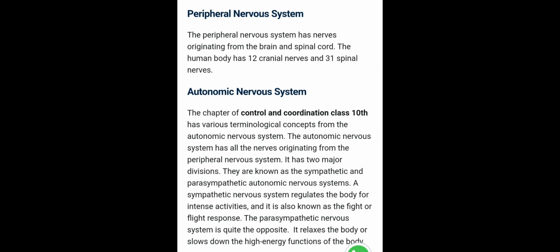Next is the parasympathetic nervous system, which is quite opposite. Whenever the sympathetic nervous system responds in intense activity, the parasympathetic nervous system relaxes the muscles, and hence it's opposite to the sympathetic autonomic nervous system. The parasympathetic nervous system relaxes the body or slows down the energy function of the body.